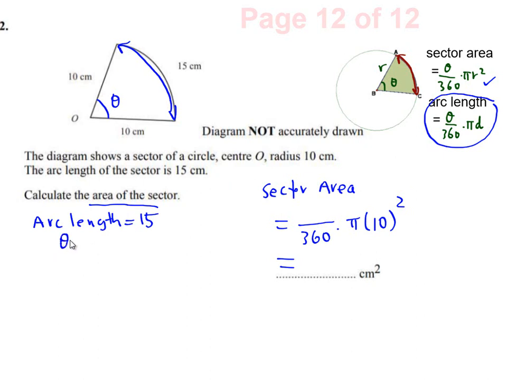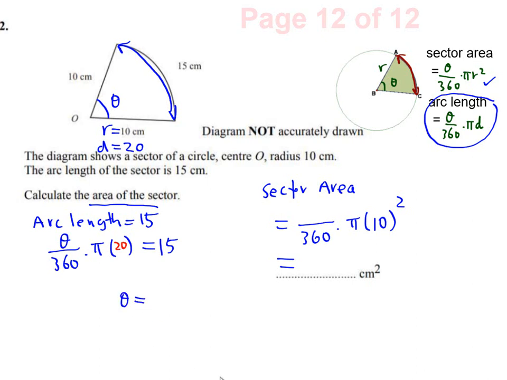Let's write the formula down. The formula says theta over 360 times pi times d is equal to 15. Now what is d? Well, that is from the radius. Radius is equal to 10. If radius is 10, diameter is twice the radius, must be 20. So we know that here must be 20.